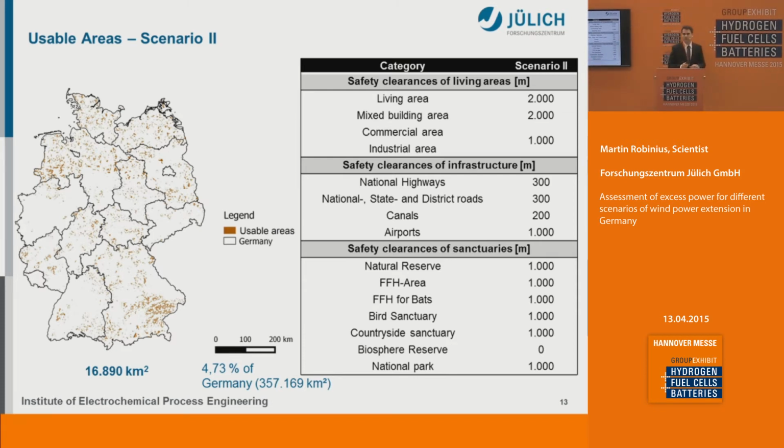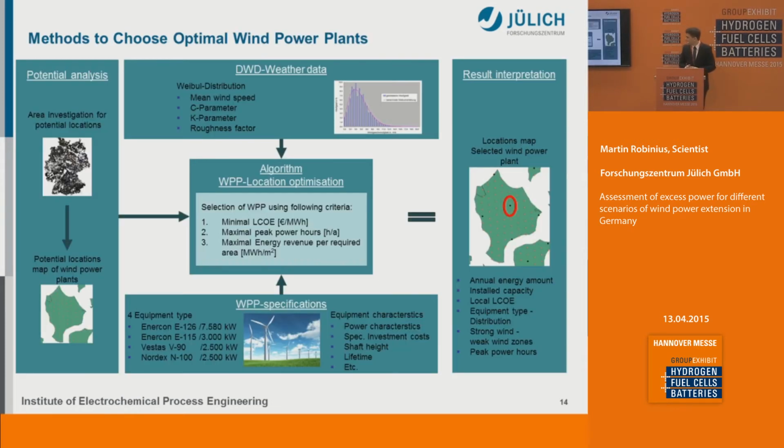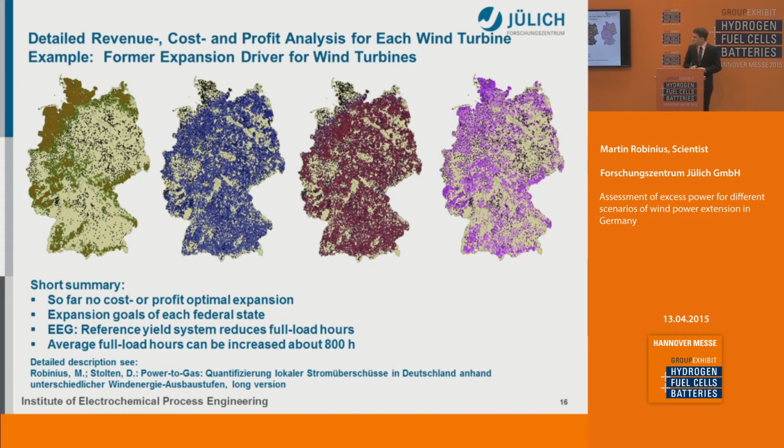You can see here how big the changes in the distances are, an impact on the renewables or the wind energy. Then we use the weather data from the German Weather Institute and also cost assumptions and different power curves, where we then can optimize the installed capacity, for example, by cost or by full load hours. The result interpretation you can see here. I would mention published work from us, which you can find later on the internet, on the slides.